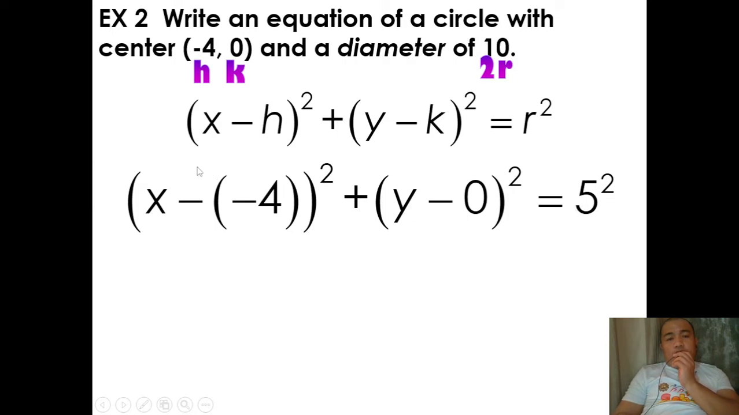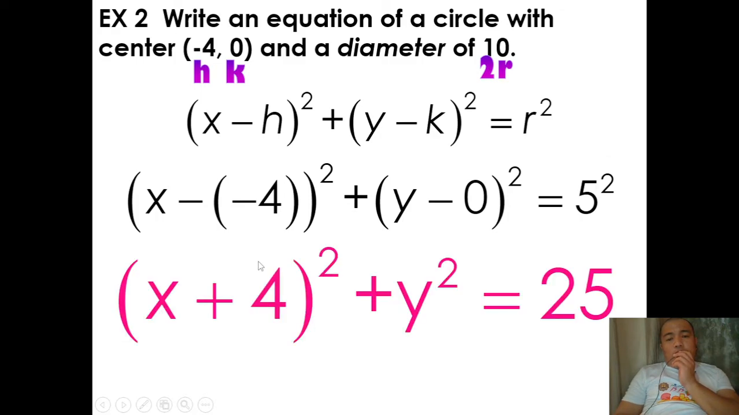So substitute 5: (x minus negative 4) squared plus (y minus 0) quantity squared equals 5 squared. So the equation is (x plus 4) quantity squared plus y squared equals 25. If we subtract 0 from y, it's simply y. So that's the equation of the circle.